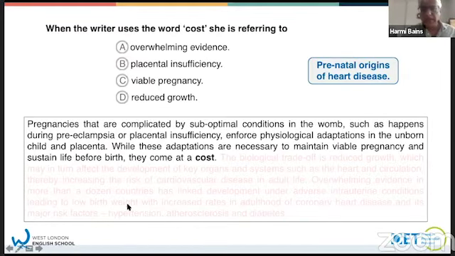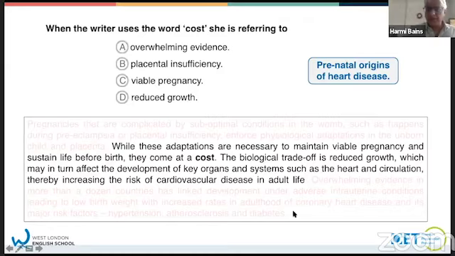All it's really saying is that these changes are necessary so you can still give birth, but they come at a cost. And you can see the meaning of cost here is quite a negative thing. So we need to work out, what is this cost? The next sentence is really important because they're going to tell us what the cost is. Well, you can still give birth, but the trade-off is reduced growth. And that in turn affects the key organs, heart, circulation.